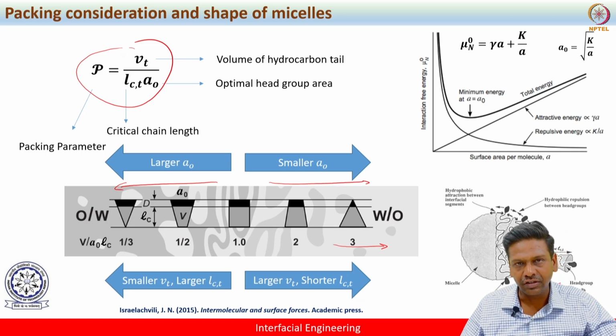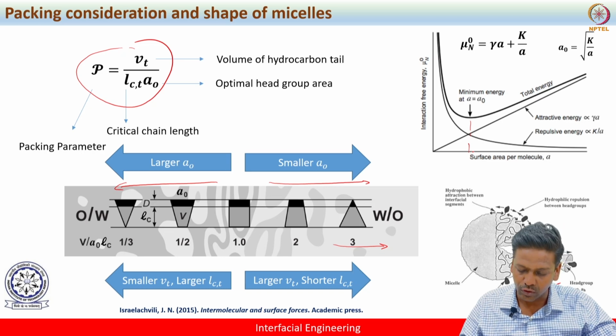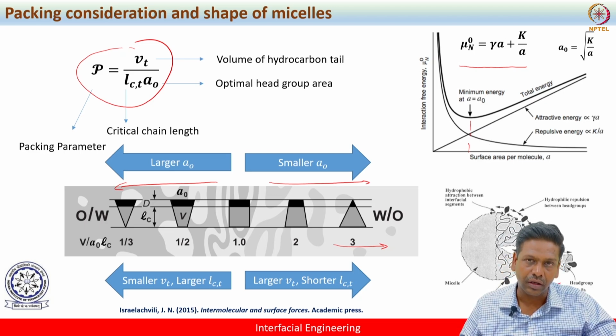So there has to be a right balance between the repulsive force and attractive force. At some point, when attractive force and repulsive force meet each other, there will be a minimum energy. The system will attain a minimum energy, and that happens exactly at this point. That is nothing but the optimal head group area. At this optimal head group area, at minimum energy configuration, it will assume a certain fundamental structure or shape.